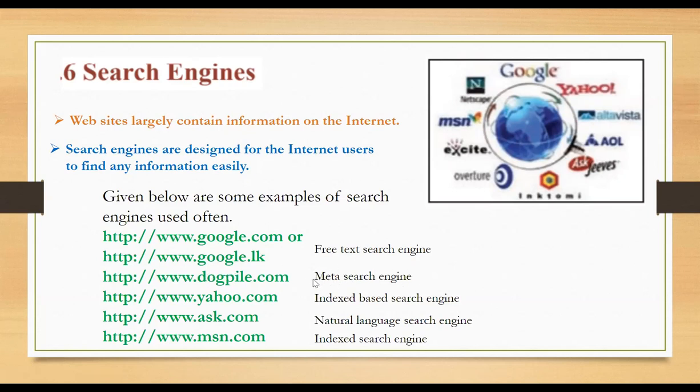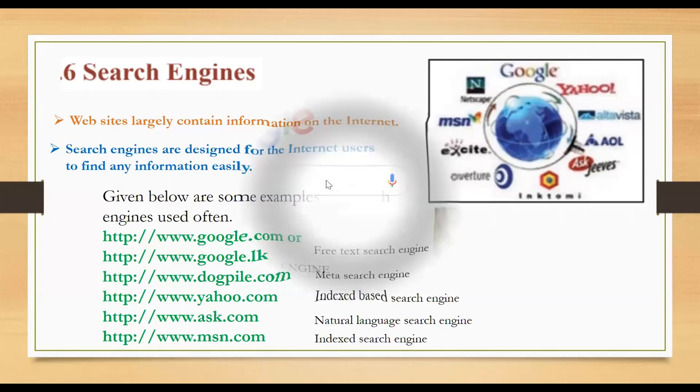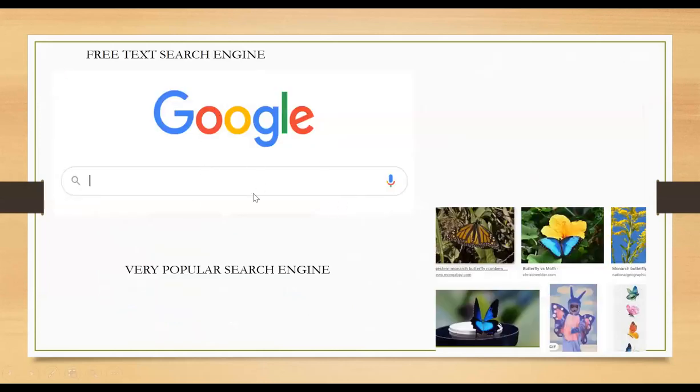A meta search engine filters and brings only the most necessary results, right? One example here you can see is dogpile.com. So that is one example of a meta search engine, right? Those are extra facts but you have to remember those things. Yeah, this is the Google site, it is very familiar to you, but you can see the results, right? So unnecessary things are also there. That is the way we normally use the free text search engine.